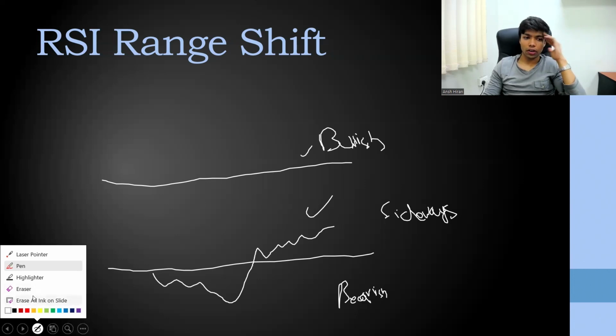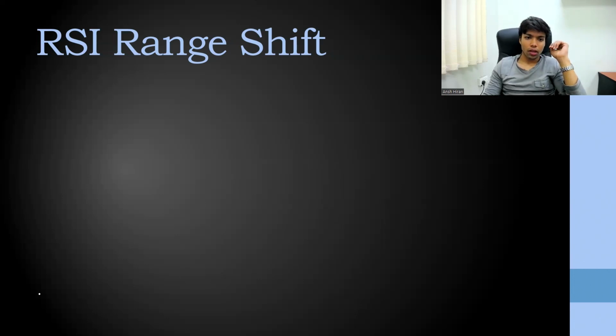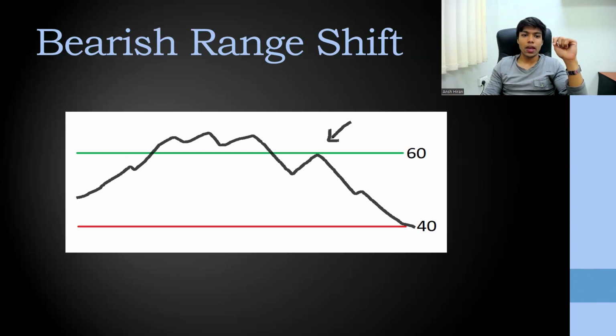So what is happening over here is, if the market shifts from a bullish to not bullish range or bearish to not bearish range, that is called range shift. From bullish to not bullish or from bearish to not bearish, that is called range shift. What do I mean by it? Look at this. This is called bearish range shift.